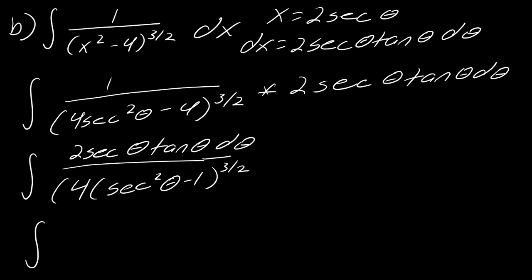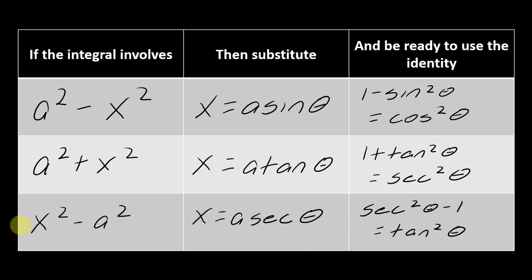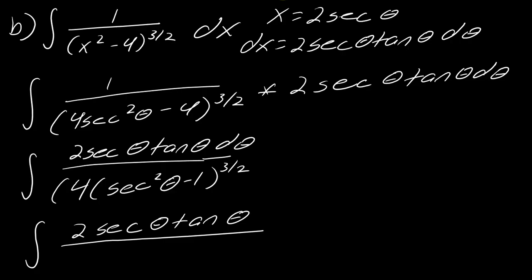Okay, so now I've got 2 secant theta tangent theta. The reason I like this little chart, by the way, is I've got the reminders of what identities you want to use. So secant squared theta minus 1 will equal tangent squared theta. So now I've got 4 tangent squared theta to the 3 halves.